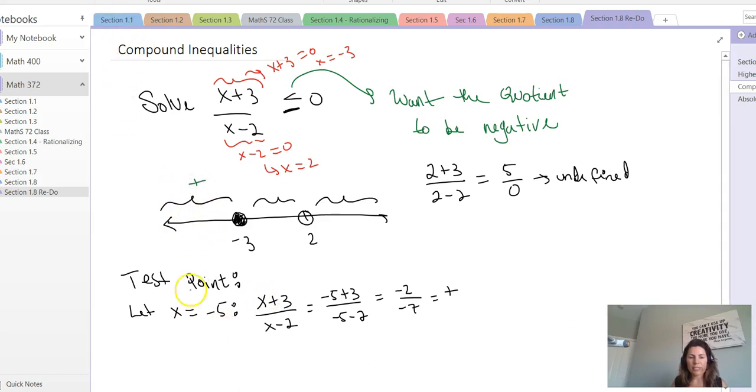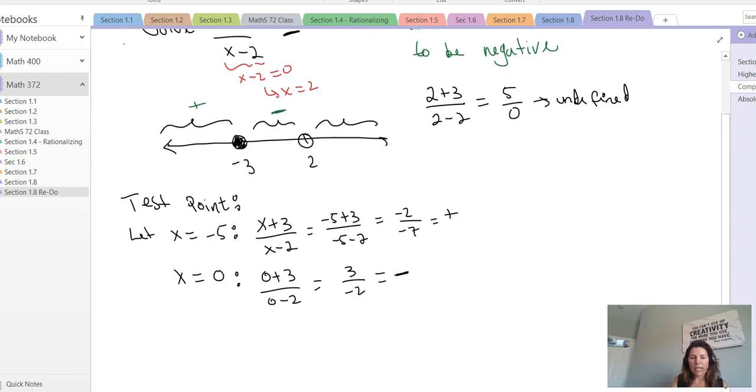Let's pick a test point in the middle. And again, be nice to yourself. Something between negative 3 and 2. 0 is nice, so I'm going to have 0 plus 3 over 0 minus 2. And this is going to be 3 over negative 2, which is negative. So that middle region is negative, the quotient, the division of these.